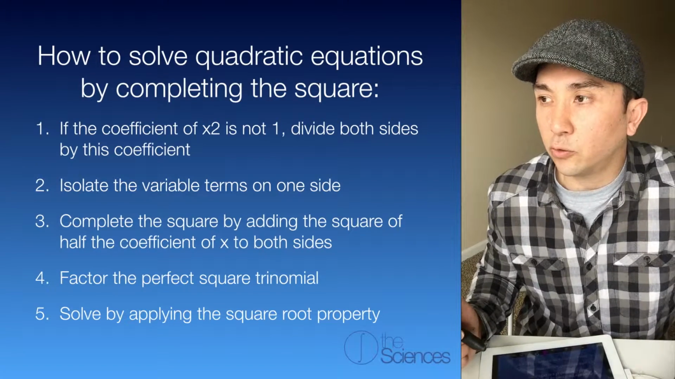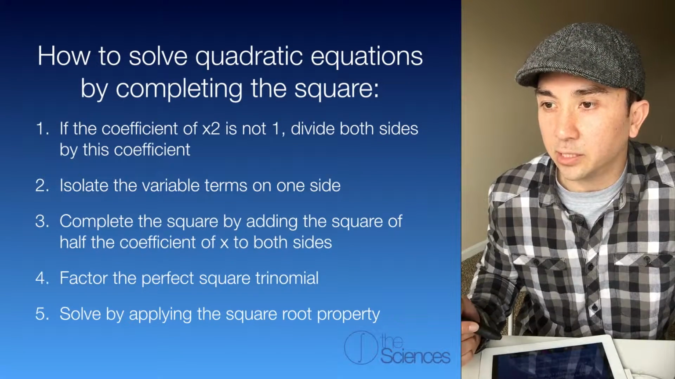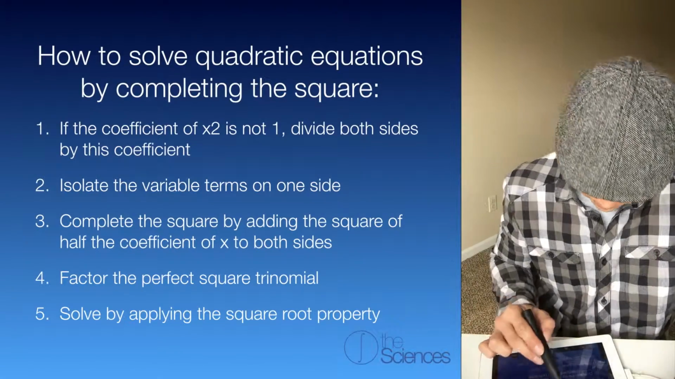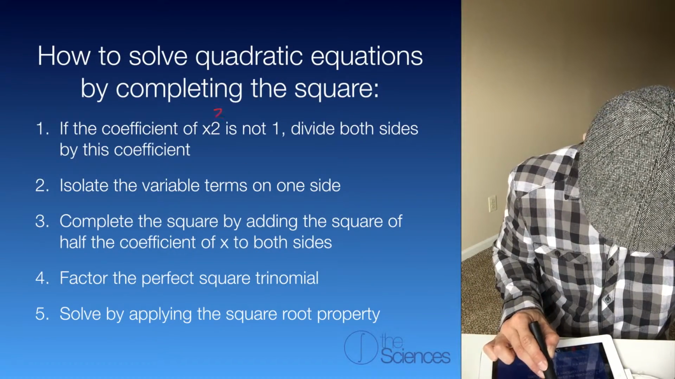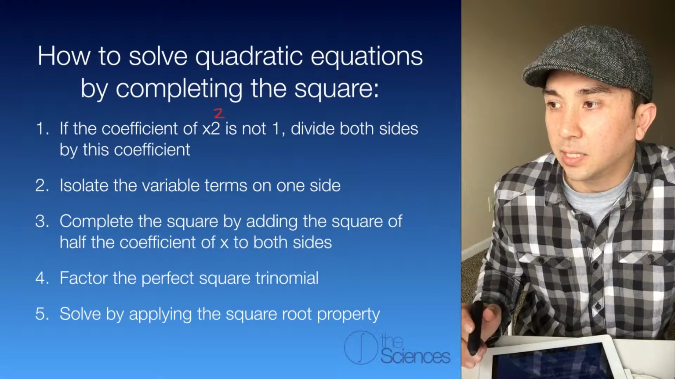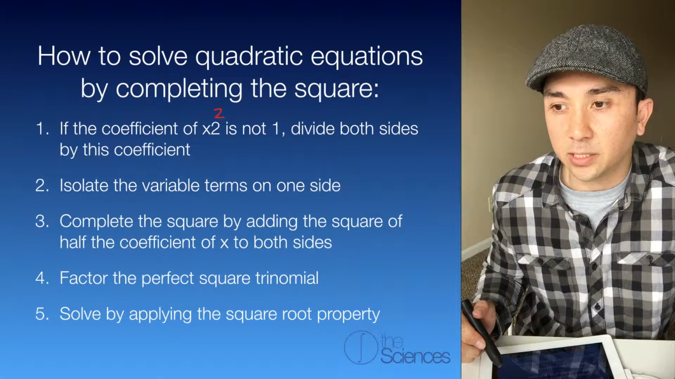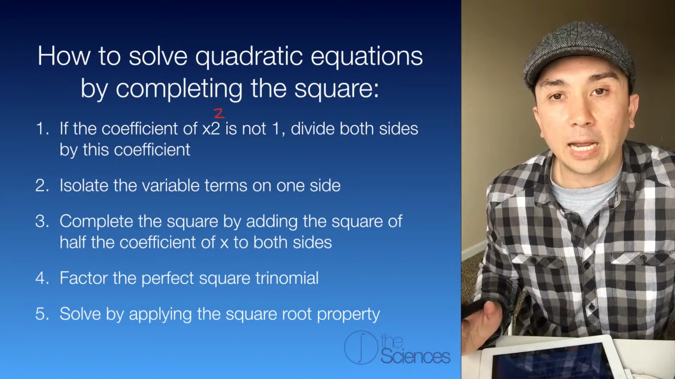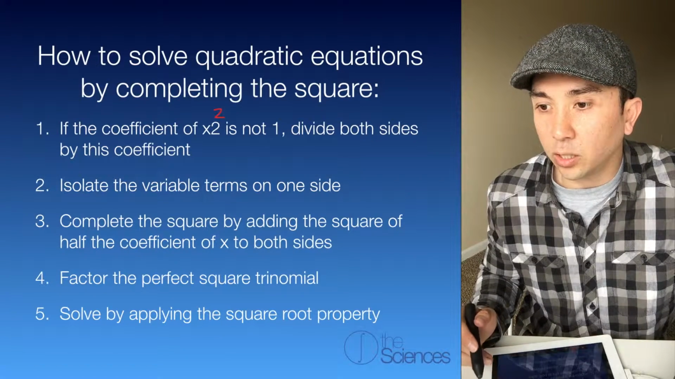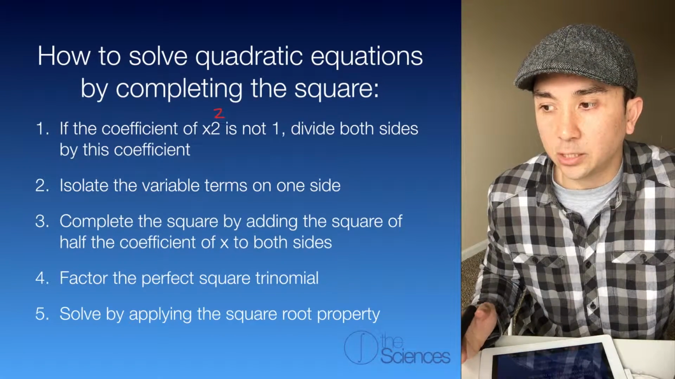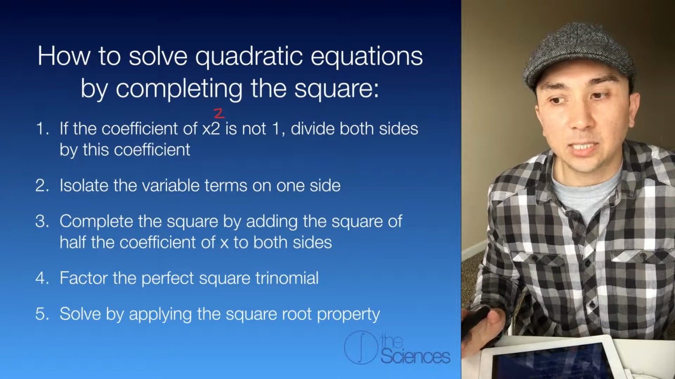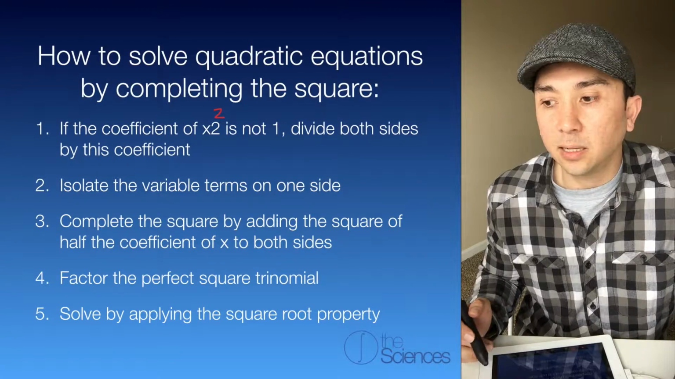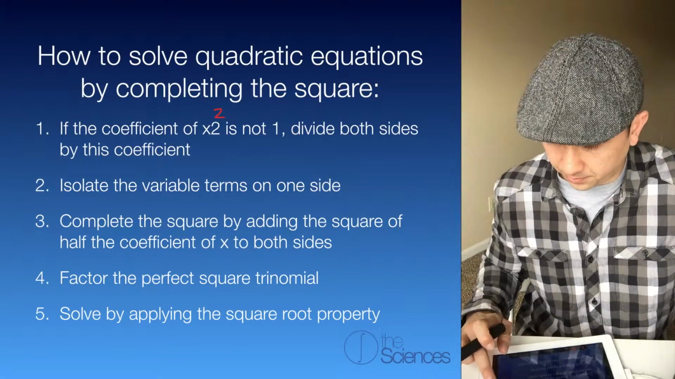Now here's how to solve quadratic equations by completing the square. If the coefficient of x squared is not 1, divide both sides by this coefficient. Then isolate the variable terms on one side and complete the square by adding the square of half the coefficient of x to both sides. Next, factor the perfect square trinomial and solve by applying the square root property.